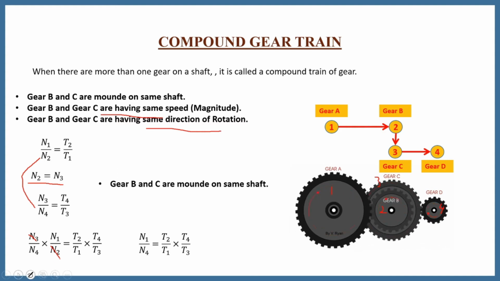The interesting thing is that if you compare the simple gear train, there is no influence of the intermediate gears on the intermediate shaft, which are called idler gears. But in the case of a compound gear train, the gears mounted on the intermediate shaft play an important role, as they are the compound gears, and they influence the velocity ratio.